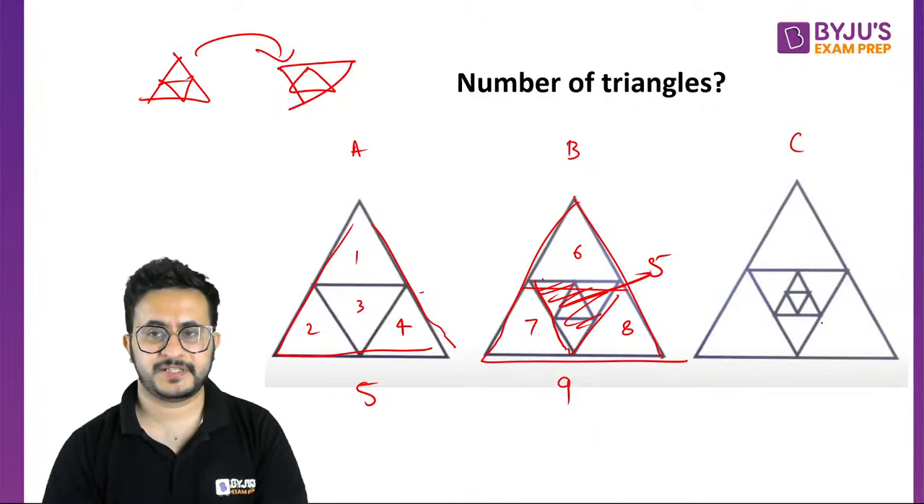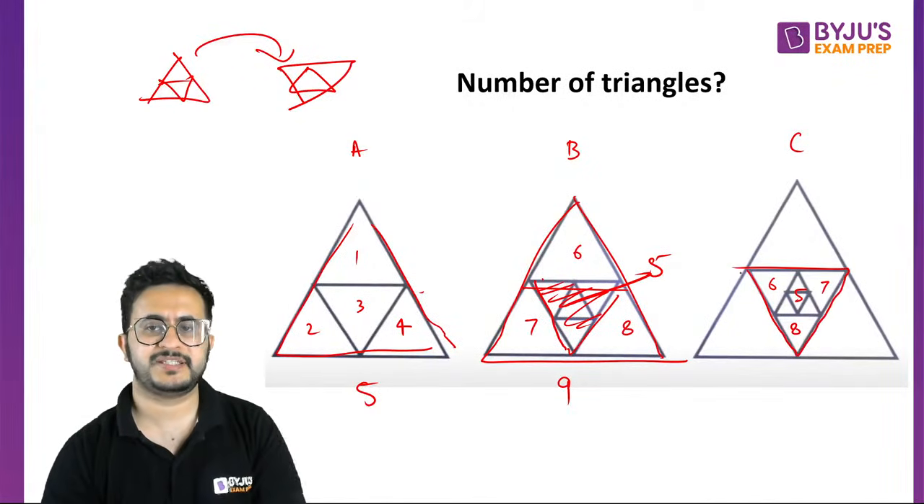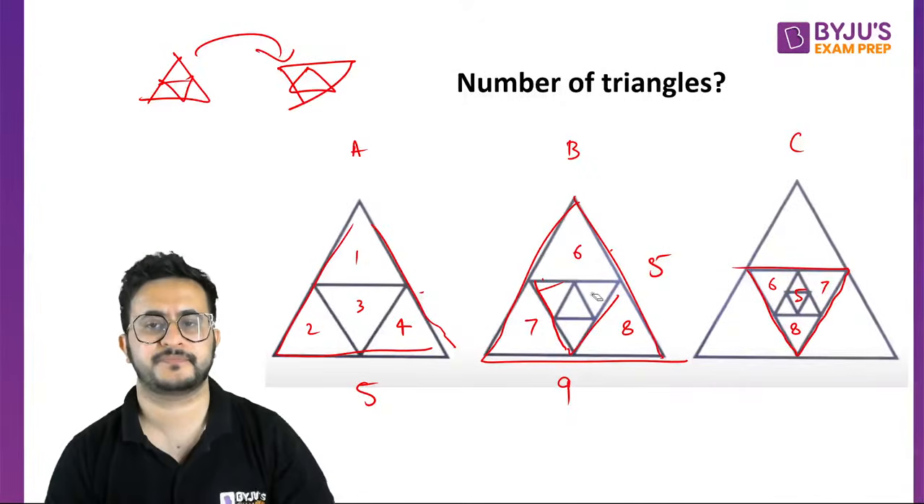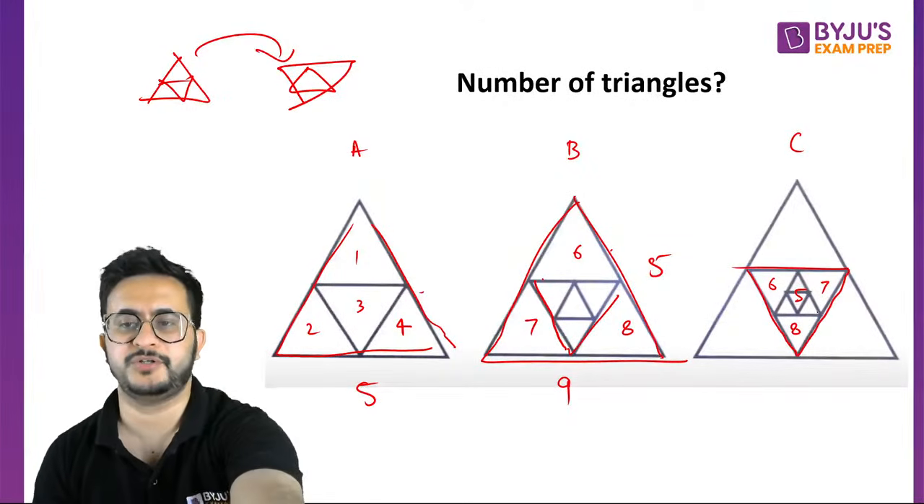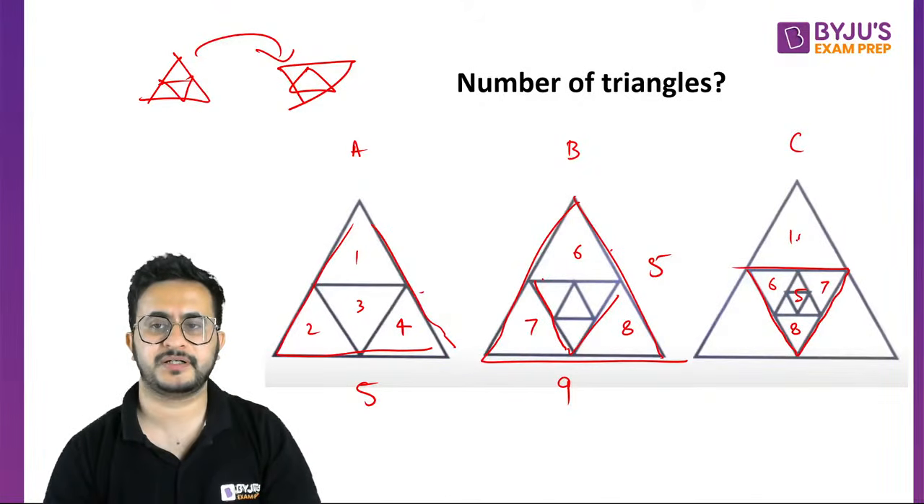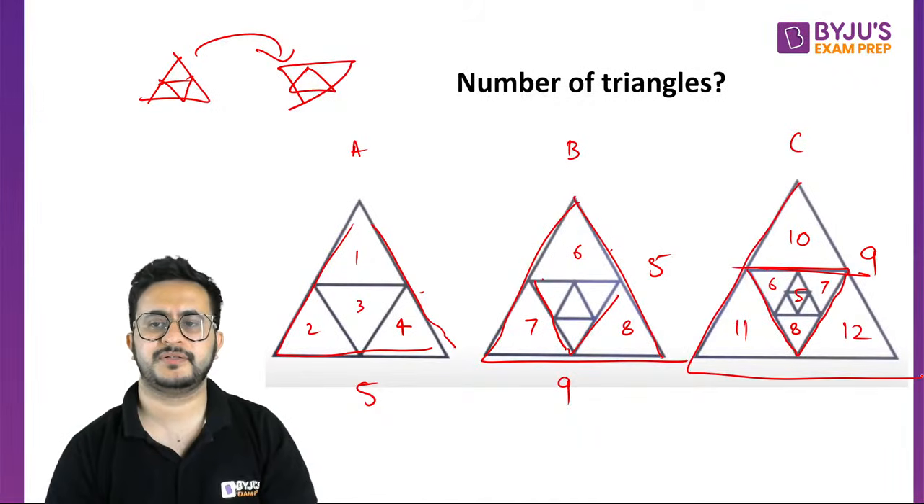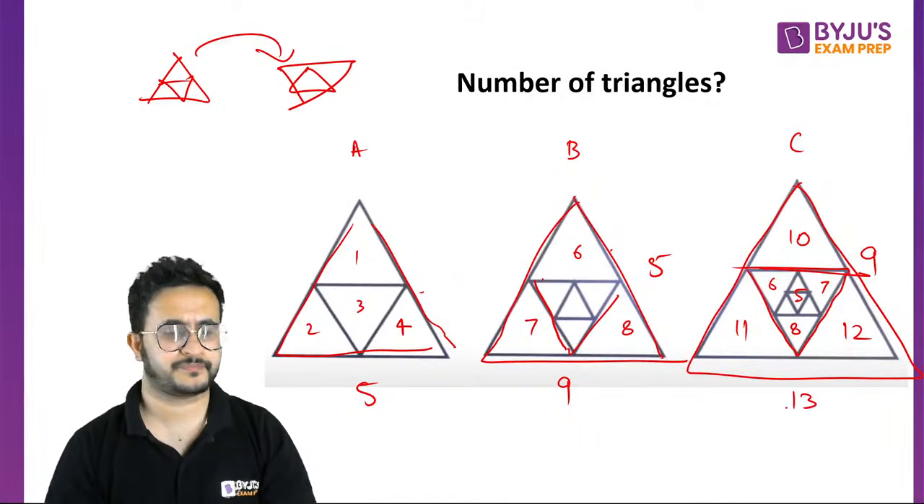Okay. Now if you see the third figure, this is 5 triangles, right? Then you have 6, 7, 8, and this is 9 triangles. So basically this thing inverted goes into this, right? So 9 triangles, and then we have 6, 7, 8, then this larger one was 9, then 10, 11, 12, and the largest triangle, that is 13.